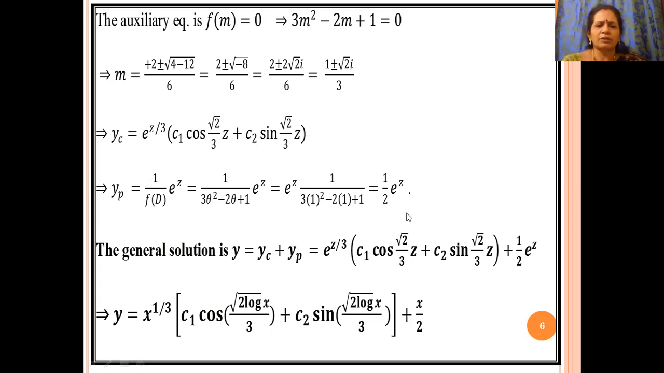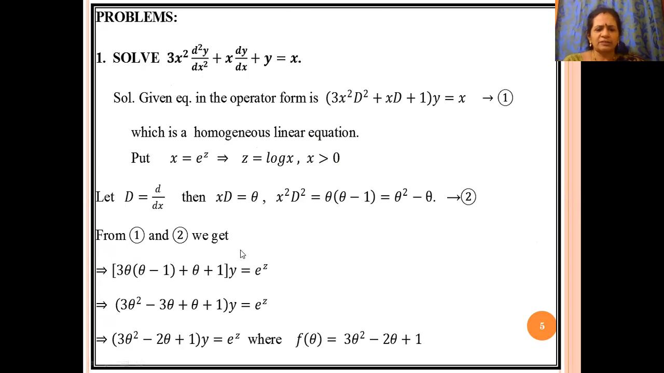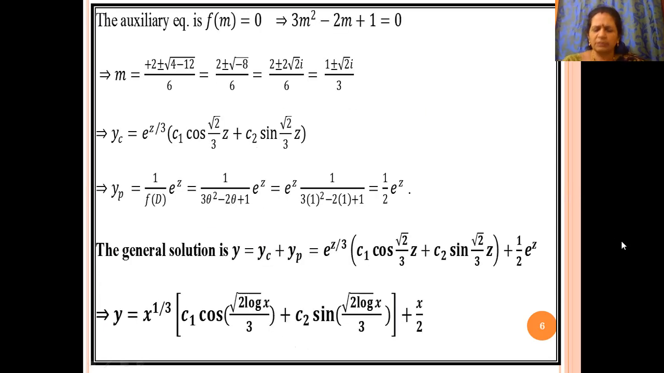Okay, now coming to the particular integral. This is the formula for the particular integral. What is the formula? 1 by f of d into q. What is meant by q? In the previous slide, this is the value of q. This is the value from the functional value. X is nothing but this, this is q. So in the particular integral, this is the formula for yp: 1 by f of d into e power z.